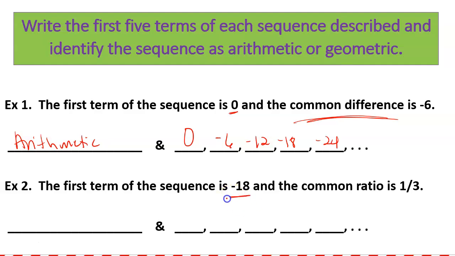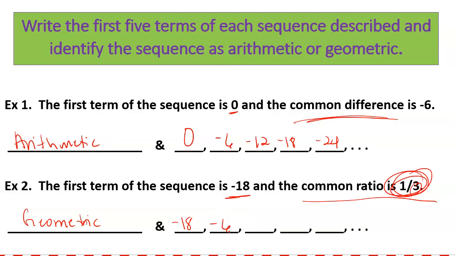The first term of the sequence is -18, and the common ratio is 1/3. So common ratio tells me geometric, and then remember that when you see a fraction, that means division. So this is divided by 3. So -18 divided by 3, and again, use a calculator if you need to. It's going to give me -6. -6 divided by 3 is going to give me -2.